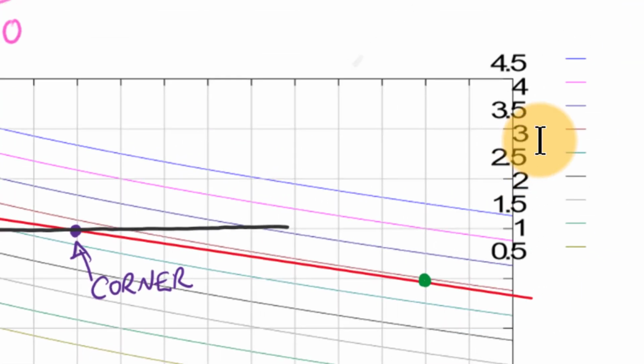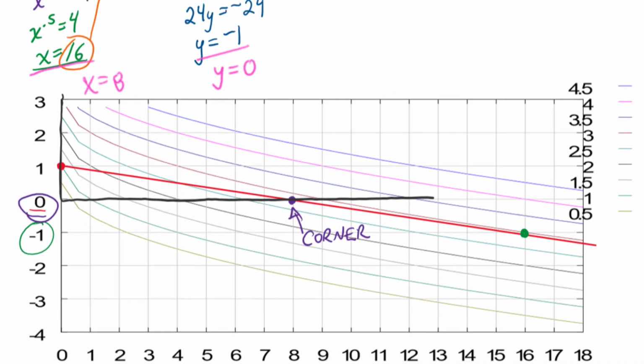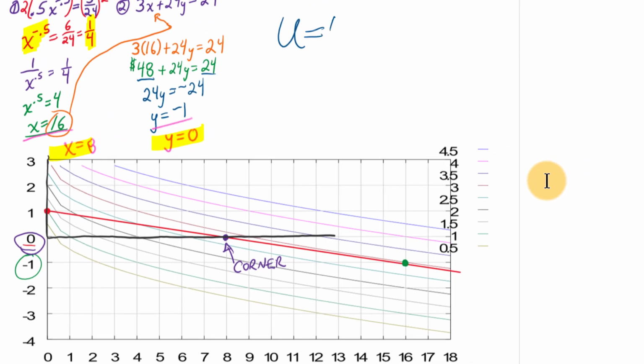What we're left with is just saying, okay, suppose this is the real solution, y equals 0, x equals 8. How much utility is it really possible for them to get? It's just going to be the square root of 8 plus 0. And the square root of 8, what do we get? About 2.83. So utility equals 2.83 utils.